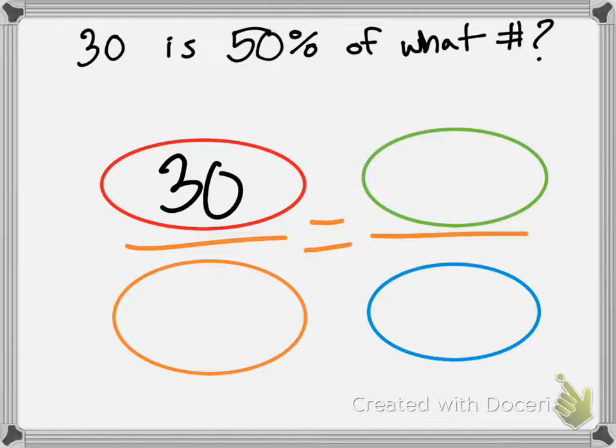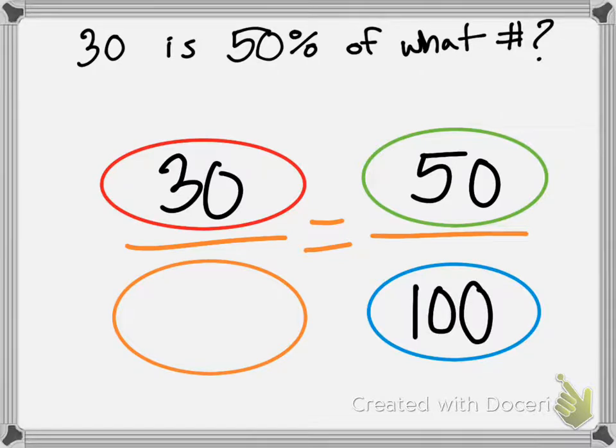What is going in my green one? Who can tell me? I'm going to call on Amelia. 50. Ella, what's going to go in my blue circle? 100. Yes, always 100. And if I don't know, it's an X. That's telling me the of what number. That's my of at the bottom. What means X? So I have to figure it out.